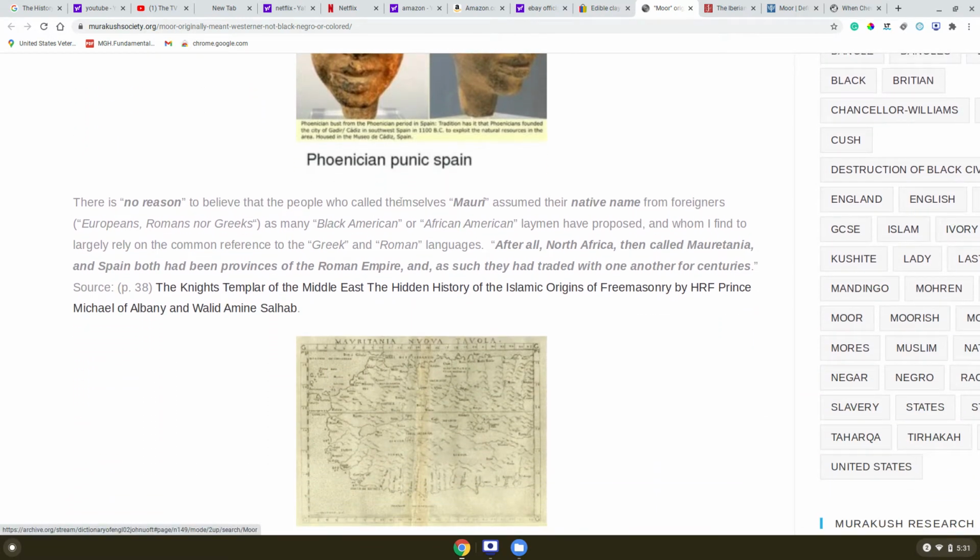I'm going to skip through this article because it's very long. I'm going to try to pick out the things that were good. We'll see how that works. So bear with me. If it starts sounding erroneous or not important to what we're studying, I'll just skip over it. There is no reason to believe that the people who call themselves Maori assumed their native name from foreigners, Europeans, Romans, nor Greeks, as many Black American or African American laymen have proposed.